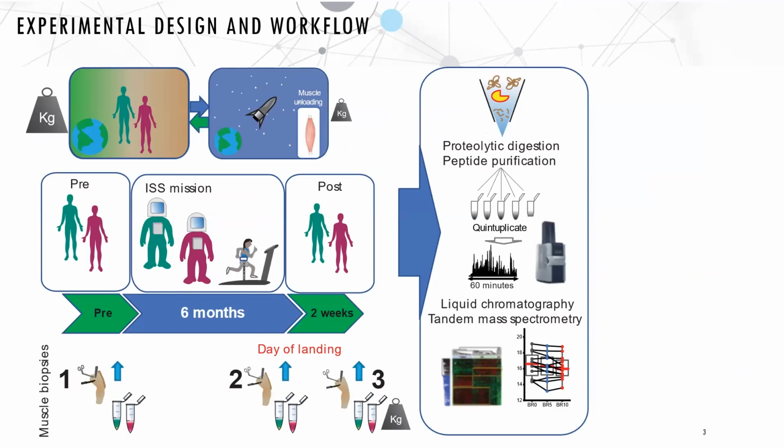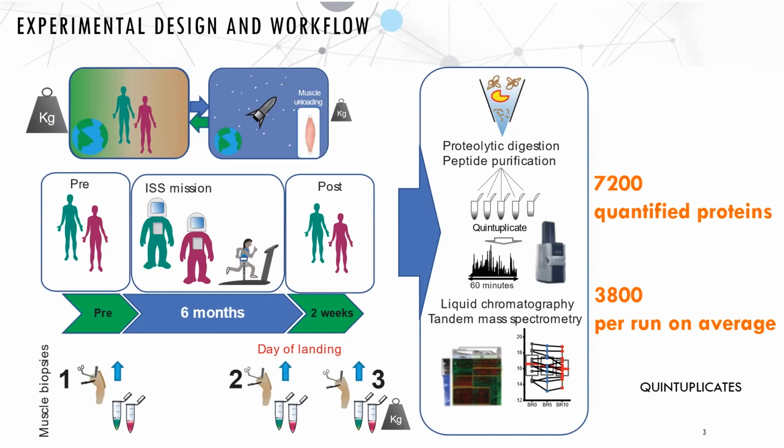So this is our experimental design here. We have two astronauts who spent 6 months on the International Space Station. And for each astronaut, we have 3 muscle biopsies: one taken before the mission, one on the day of landing after 6 months of flight, and one 2 weeks after landing. We analyzed these biopsies using our proteomic platform, and we quantified over 7,000 proteins, which corresponds to more or less 4,000 per sample. An important information here, we have quintuplicates. So each biopsy has been analyzed 5 times, and this is where we gather our statistics from.